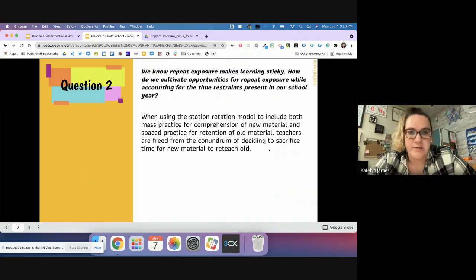Our second question was, we know that repeat exposure makes learning sticky. How do you cultivate opportunities to repeat exposure while accounting for the time restraints that you have in your present school year? So they talked a lot about implementing this spaced practice through the station rotation model, both for spaced practice and mass practice, because teachers are freed from that conundrum of deciding to sacrifice time that you're presenting new material and adding in that repeated practice for older material.